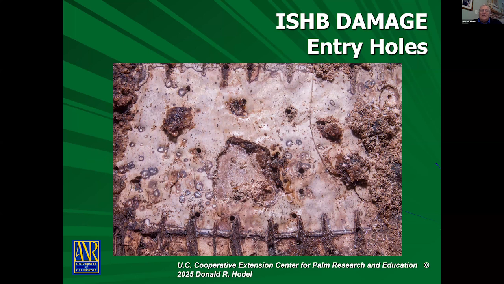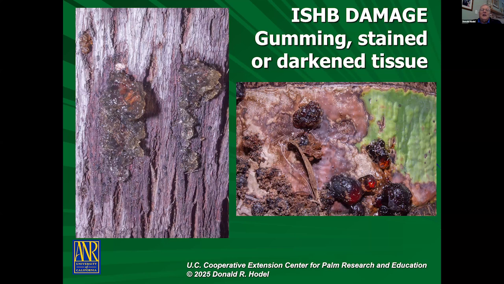So you see the little drill holes there, and there's some sawdust-like frass on the surface. This is Kentia palm, Howea forsteriana, with invasive shot-hole borer. And over on the left, you see, just a minute.